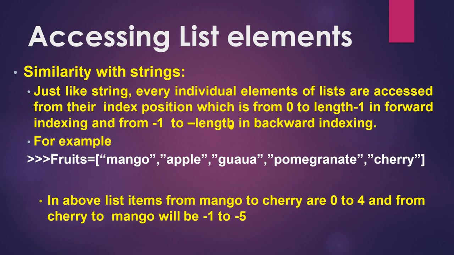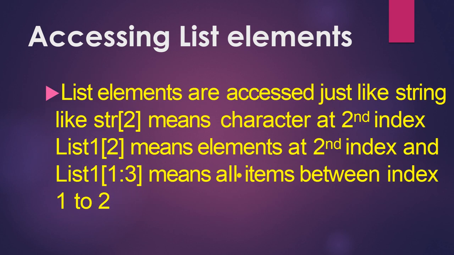For example, mango, apple, guava, pomegranate, cherry, this is a list of fruits. In the above list, the items from mango to cherry are 0 to 4, and from cherry to mango will be minus 1 to minus 5. List elements are accessed just like strings. Like str[2] means the character at second index, list1[2] means the element at second index, and list1[1:3] means all items between index 1 and 2. It will work the same as your string.